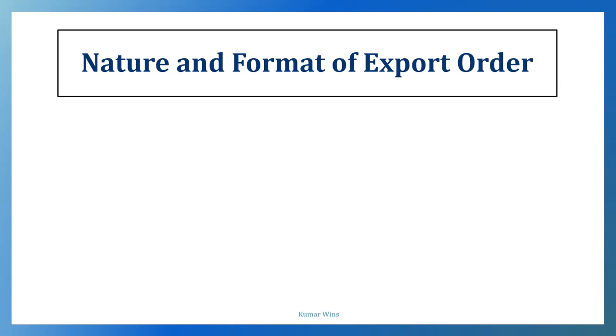So coming to the nature and format of export order, for initiating any export we need to have an export order, right? Or I can say that processing of an export order starts with the receipt of an export order. This export order may also be in the form of an export sales contract. What I mean to say is there should be a documented agreement between the exporter and the importer before the exporter can start making arrangements for production or procurement of goods and their shipment.